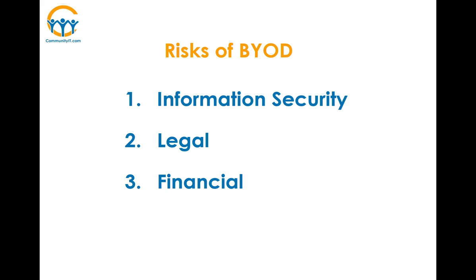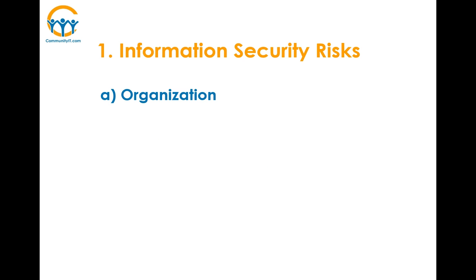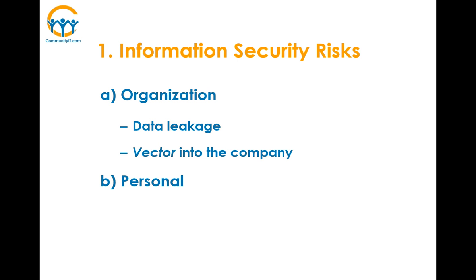So what are some of the risks? There are information security, legal, and financial risks. As we look through these risks, again, I want to look at them through the lens of the organization and then also through the lens of the individual. So, the information security risks. One of the big risks that organizations face is data leakage: critical data and information in your organization leaking out.